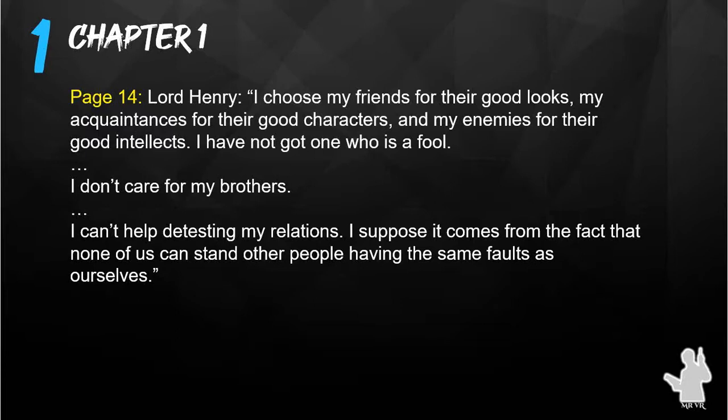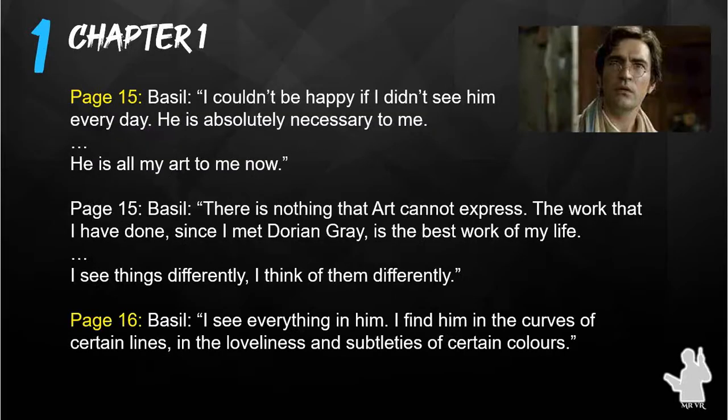I mean, usually we can relate to people who have the same faults as ours because we can understand what they're going through. We can sympathize and empathize. But here he's saying, you know what? I hate people who have the same faults as me. So I don't want to have anything to do with them.